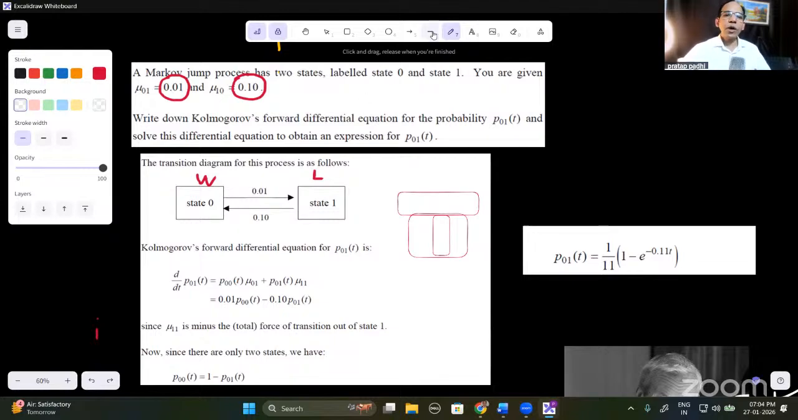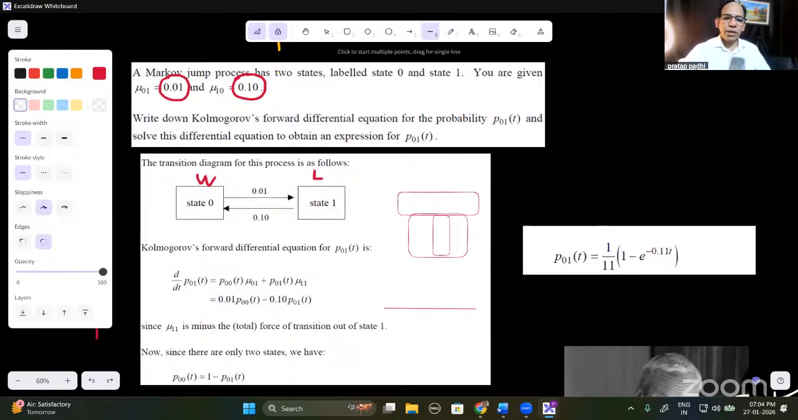One state is working in the company, the other state is leaving the company. Okay, working in the company, and this one is leaving the company. These are the two states. Now, what we want is after time t. Now, see, here comes the main thing.